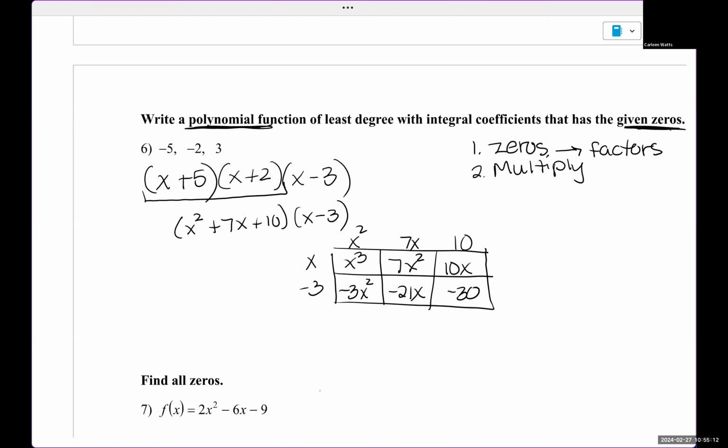So we multiplied the 2 together with a little box. We multiplied the big box. Next step is, all right, combine like terms. So the answer is x cubed plus 4x squared minus 11x minus 30.